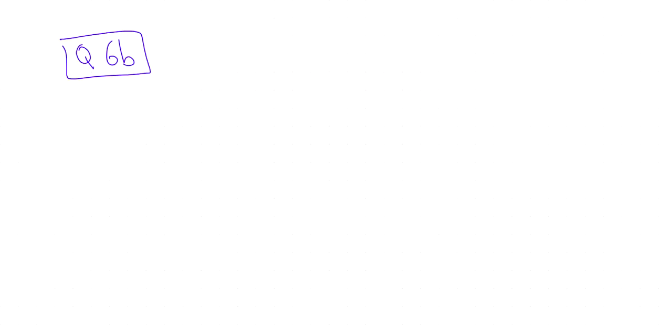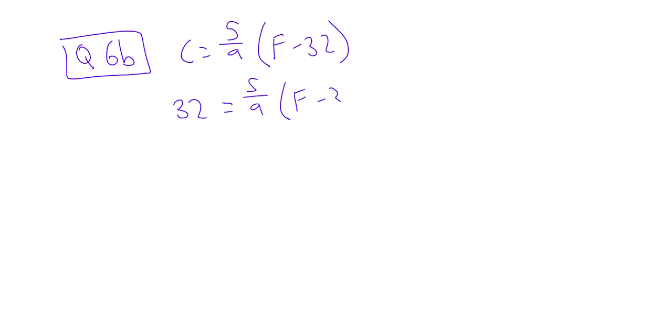Okay, so for this one, I have the formula that C equals 5/9 F minus 32. So I'm going to do 6b where I'm given Celsius, not Fahrenheit, because the first one's easy. So I'm told that Celsius is 32. 5/9 F minus 32. So what I need to do is bring this across and divide, because that's multiplying. So I'm going to divide by 5/9.